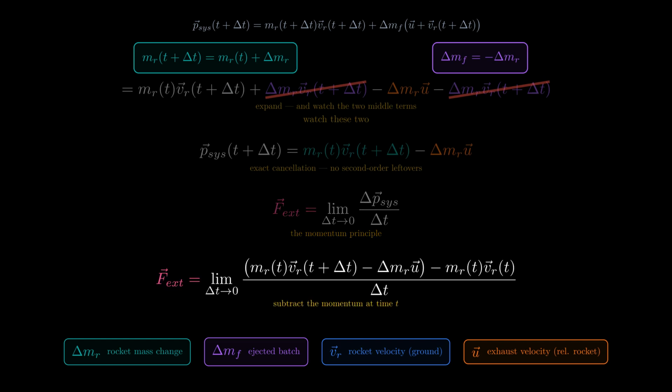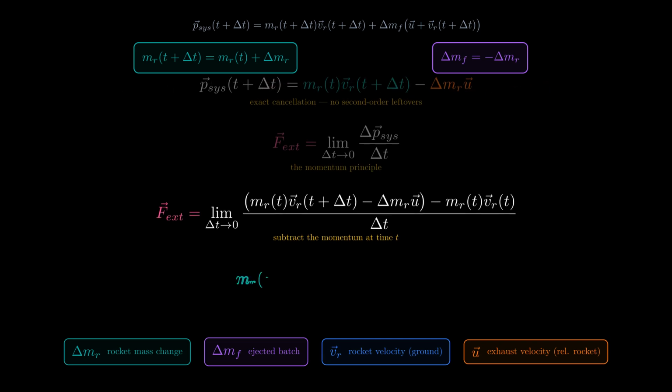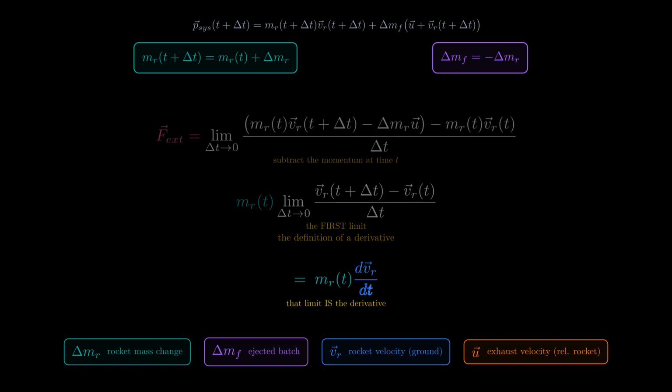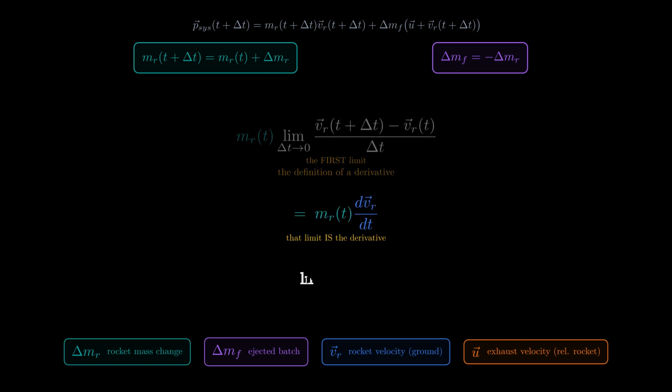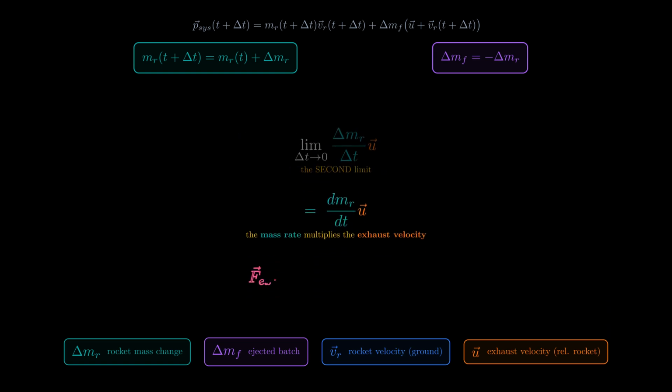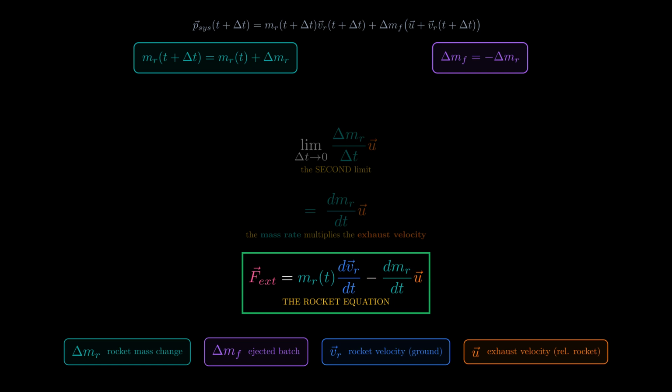Subtract the momentum at time t, m_r of t times v_r of t, and split the quotient into two limits. The first: m_r of t times the limit of v_r of t plus delta t minus v_r of t over delta t. That limit is the derivative dv_r/dt. The second: the limit of delta m_r over delta t times u, that is dm_r/dt times u. So F_x equals m_r of t times dv_r/dt minus dm_r/dt times u. This is the rocket equation.